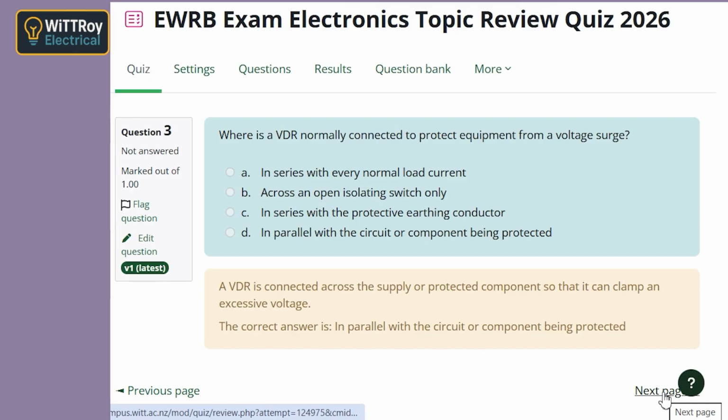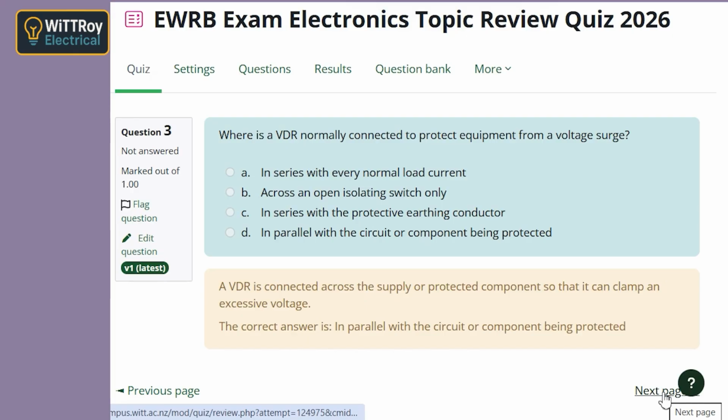A VDR is normally placed in parallel. At normal voltage, its resistance is high, so it draws very little current. During a surge, its resistance falls sharply, and it diverts surge current away from the protected equipment. In series, it would carry normal load current, and would not clamp the voltage in the intended way. Okay, I think I've got it. The answer is in parallel with the circuit or component being protected.